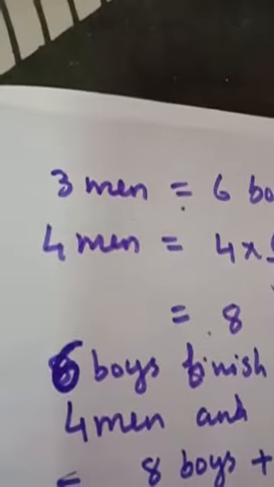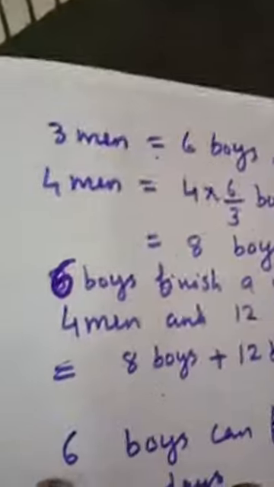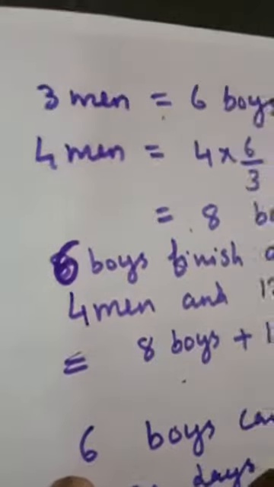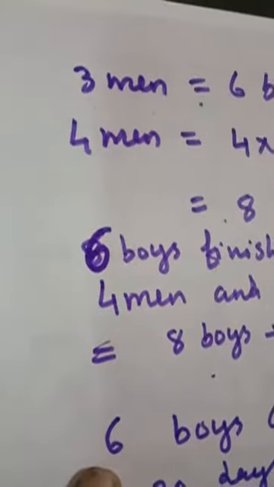See, here it is 3 men or 6 boys. Not 'and'. 'And' means plus, we want to add it, or they are together doing the work. But here it is 3 men or 6 boys.